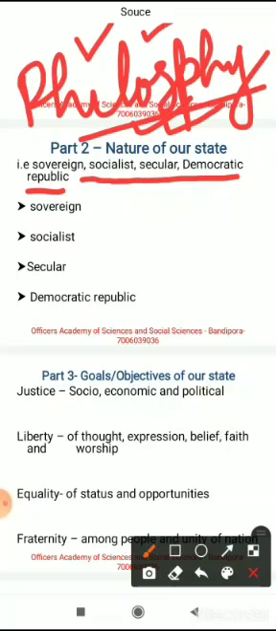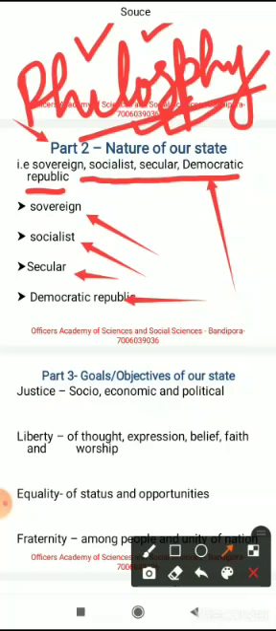So where does this philosophy come from? It comes from the part second of the preamble, that's nature of our state. So what is the nature? Nature is we constitute India into a sovereign, socialist, secular, democratic republic.